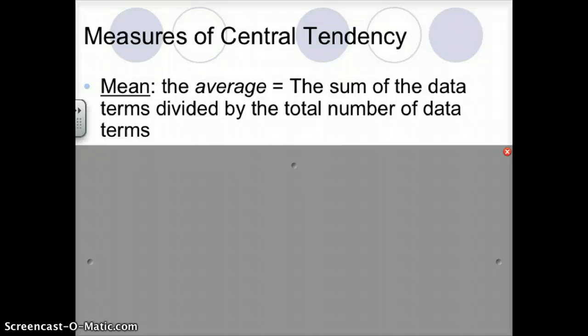Another word for mean is the average. To get the mean, you take the sum of the data terms divided by the total number of data terms. In other words, you add all the numbers up and then you divide it by how many there are.